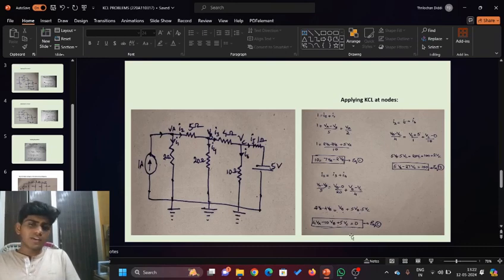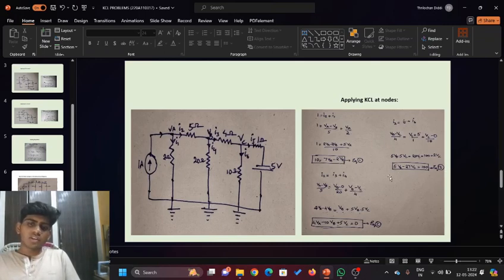Finally we apply KCL at node C. The same I3 current gets divided as I5 and I6. Using Ohm's law, we find the currents I5 and I6. I5 is VC minus minus 5, which is plus 5, so it's VC plus 5 by 1. And I6 is VC minus 0 by 10. I3 is the same as before. Then we finally get an equation in VB and VC.